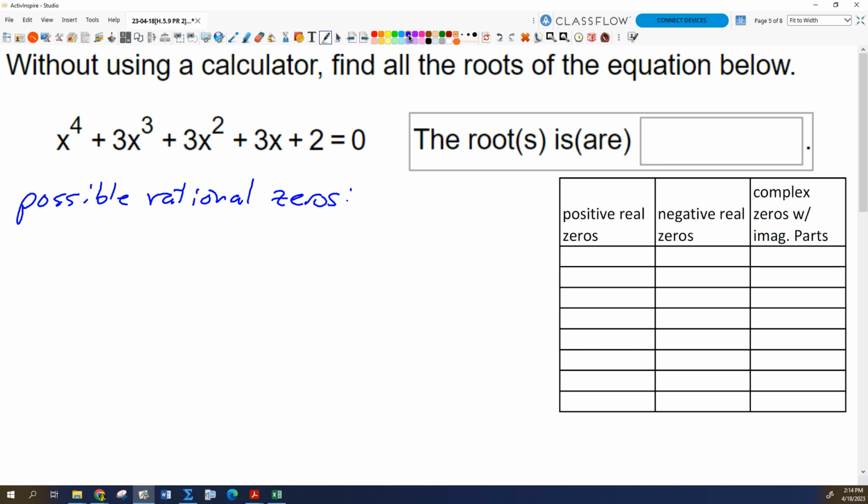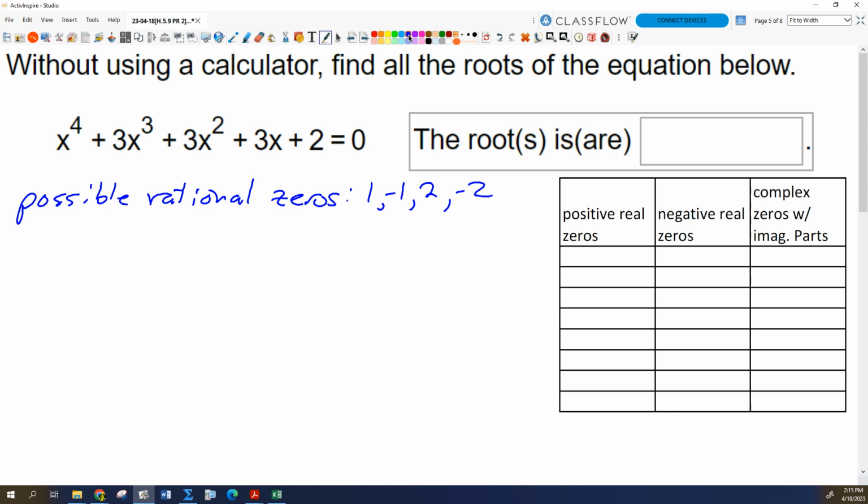We always want to start with the easiest ones and move to tougher ones from there. Well, what are my factors of 2? 1 and 2. So I've just got +1, -1, +2, -2. That's it. Those are the only possible rational zeros. So this is going to be pretty easy to figure out what's going on, right?